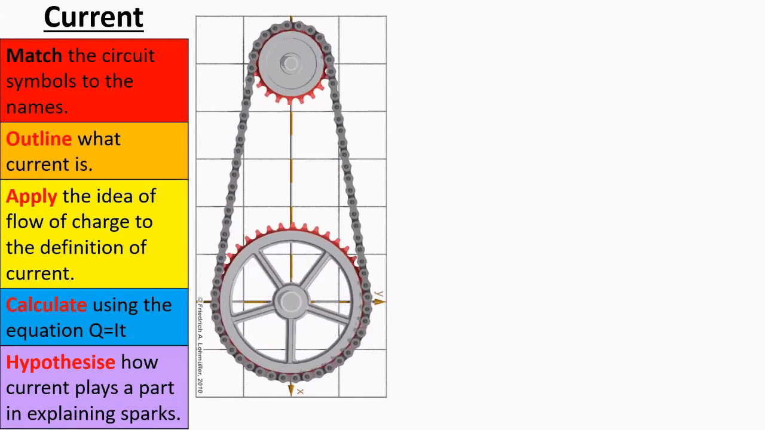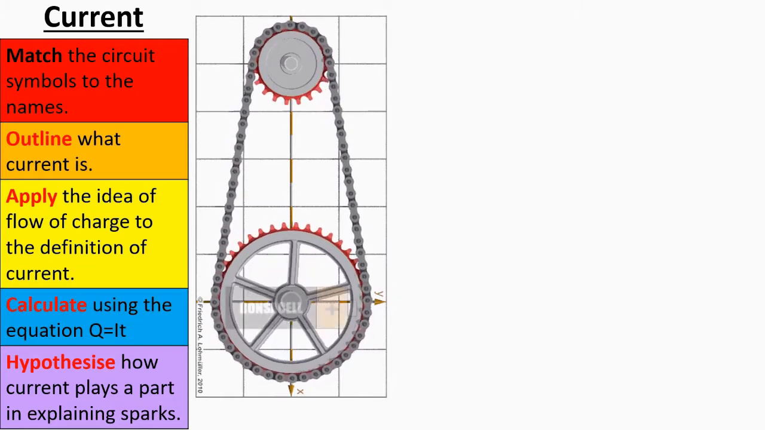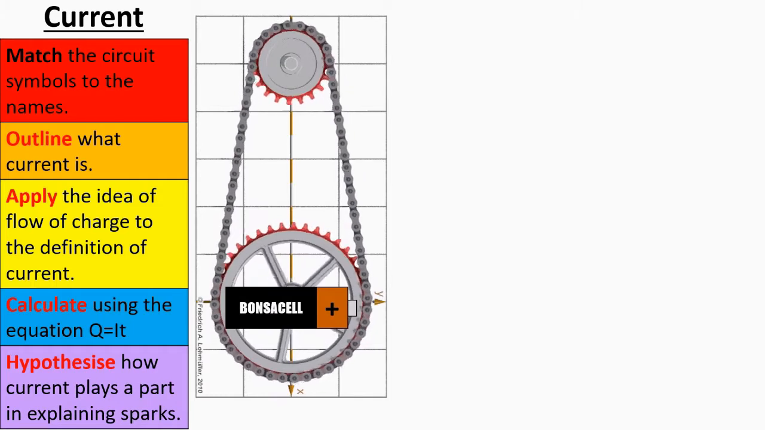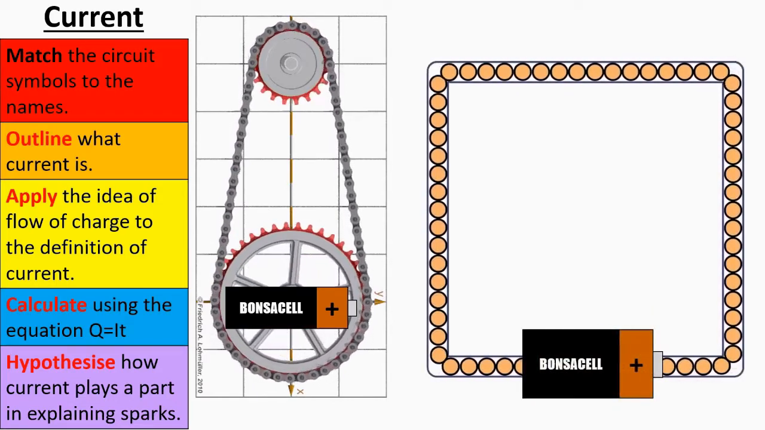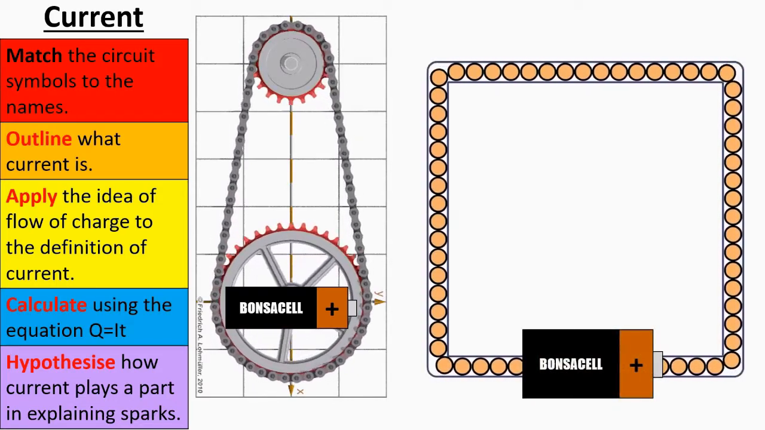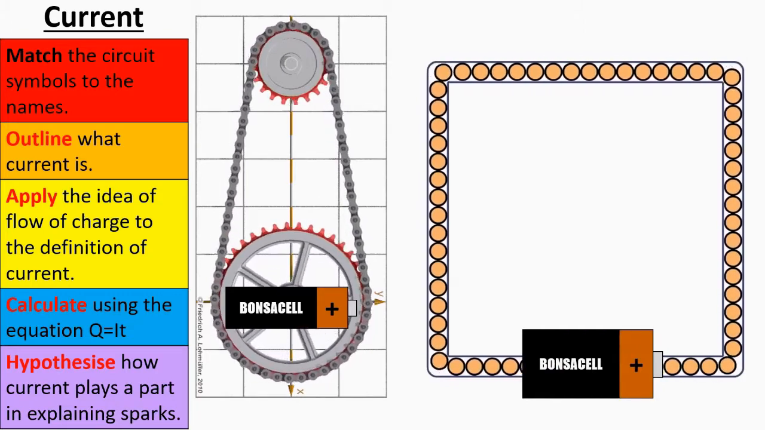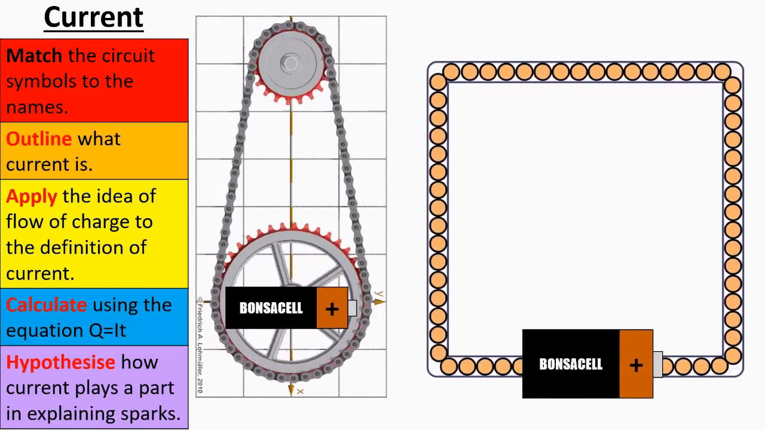This is how a battery works. If you imagine, the negative side of a battery is pushing the electrons away from it. The positive side of a battery is pulling the electrons towards it. And we end up with an image something like this.